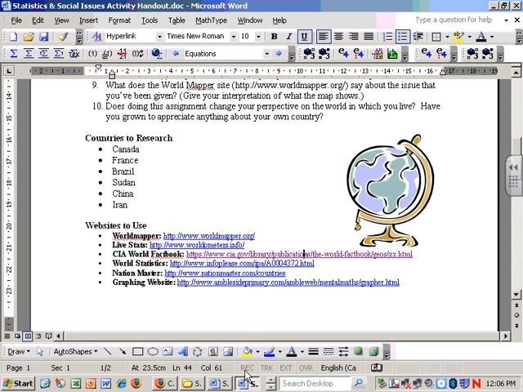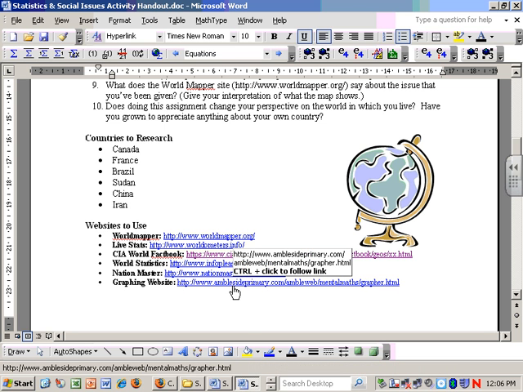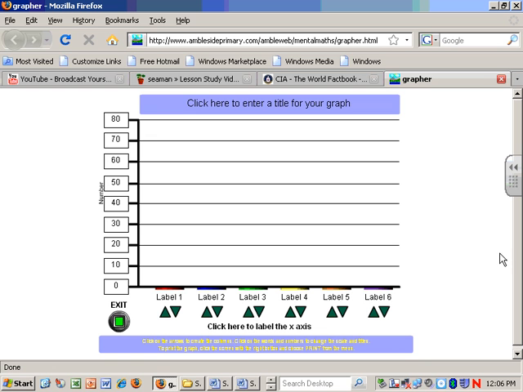Now I will go to this graphing website, which is pretty nifty. On this graphing website, they can enter a title, infant mortality, and then they pick their countries at the bottom, Canada, Sudan. You're able to alter your bar graph here, and so you can show what you want. The 6 countries would go at the bottom, and each group would make a graph like this.